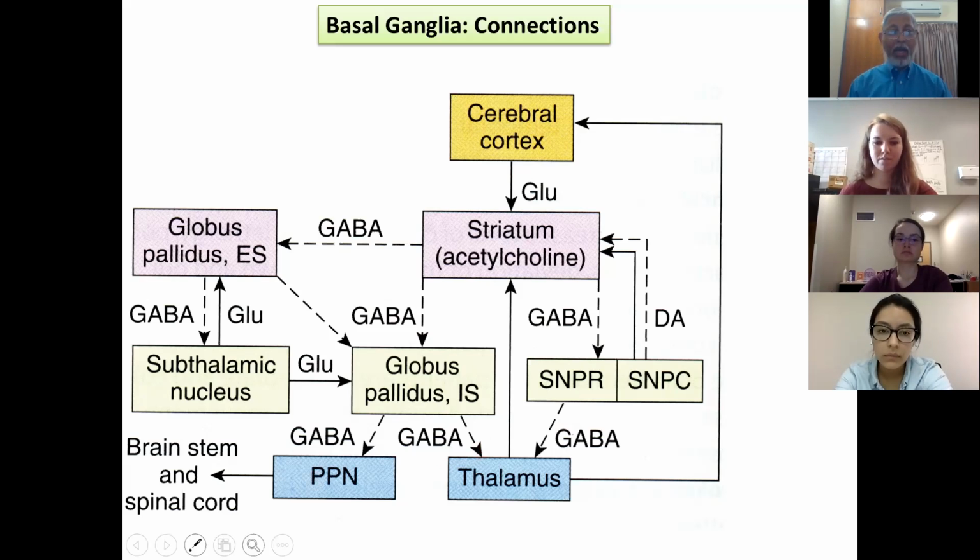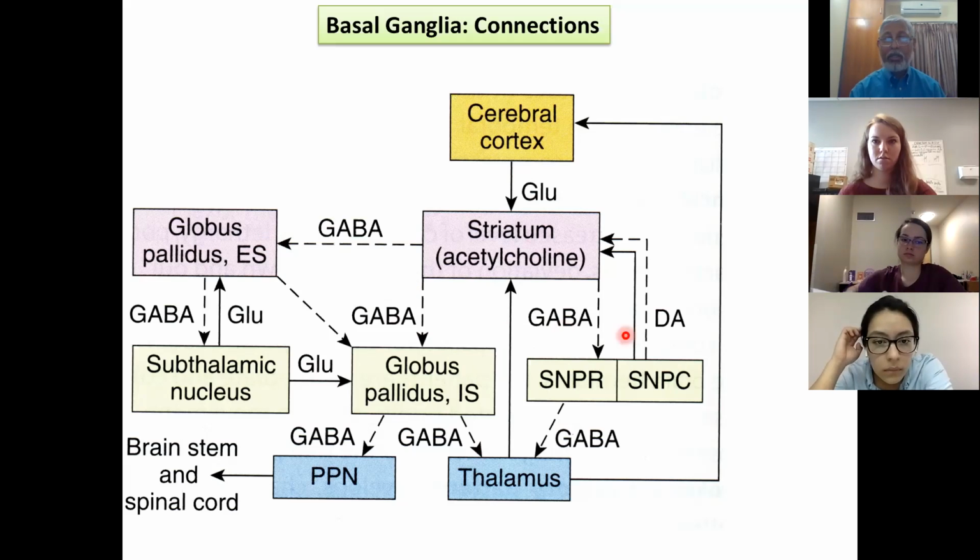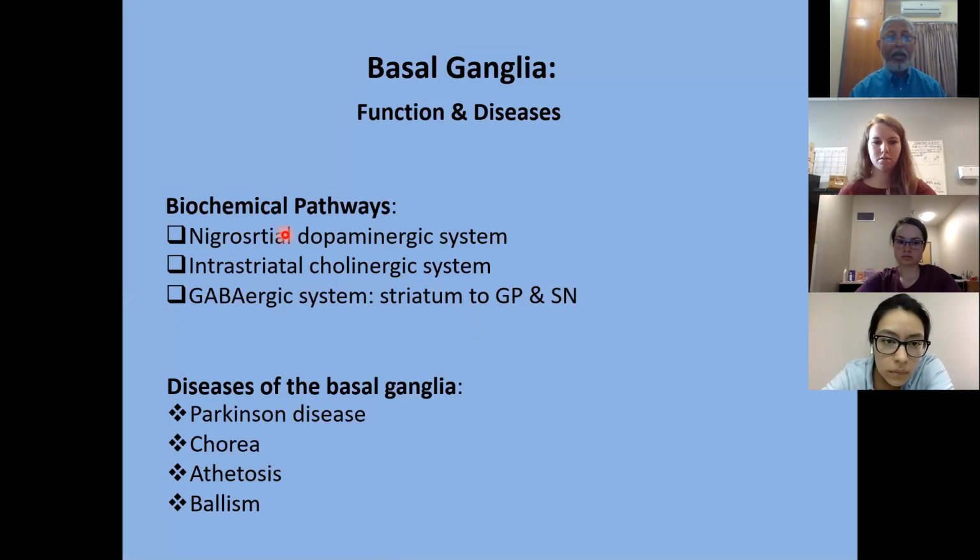Okay. Now, once you understand that, then we can talk about what the main basic pathways are. We say one is nigrostriatal, right? Look at this one. This is the substantia nigra, and it is going to the striatum, right? So we call it the nigrostriatal dopaminergic system, right?